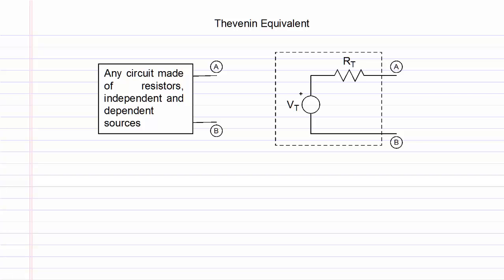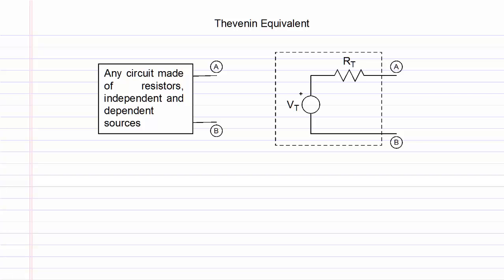In this video, we will give the Thevenin equivalent of a circuit. The circuit on the right is the Thevenin equivalent of the circuit on the left. The circuit on the left is enclosed inside a box. It is made up of any number of resistors, independent and dependent sources, and it has two terminals A and B coming out of the box. We are interested in finding the equivalent of the circuit between the terminals A and B.